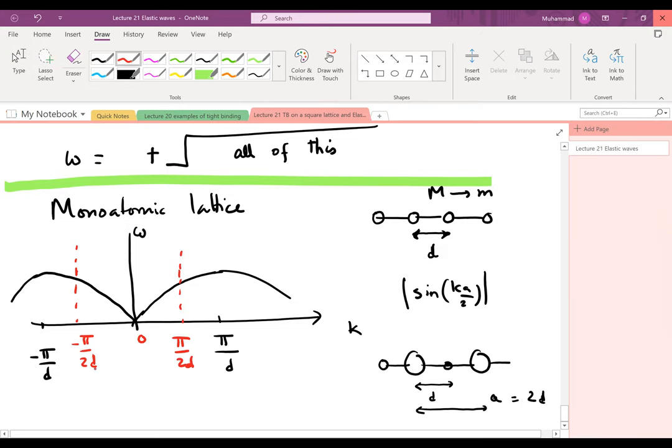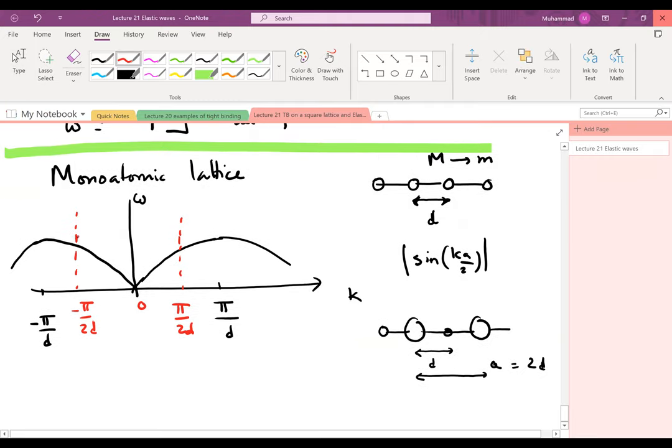All right. So what that causes is it creates a new branch in the dispersion relationship, and we've already seen what that looks like. The diatomic lattice would now cause a new branch that is appearing, which looks like this. All right. So this is the impact of a diatomic lattice.